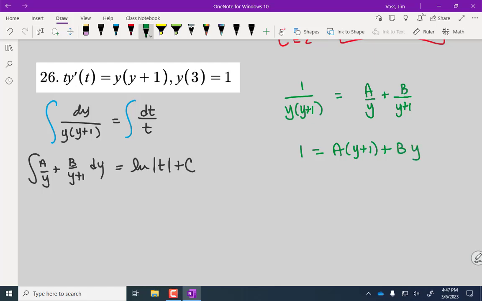Is everybody seeing that part? Good? Yes. And then what are our convenient values? Negative 1 and 0. So we're going to let y equal 0, let y equal negative 1. When we plug in 0, we'll have 1 equals a. When we plug in negative 1, we'll have 1 equals negative b. Any questions on getting those values?